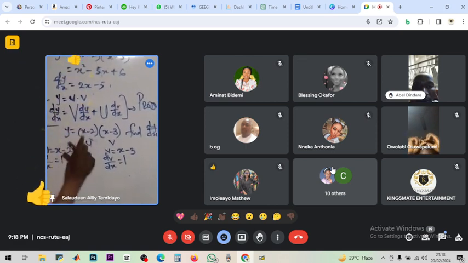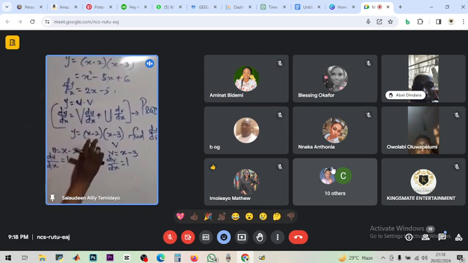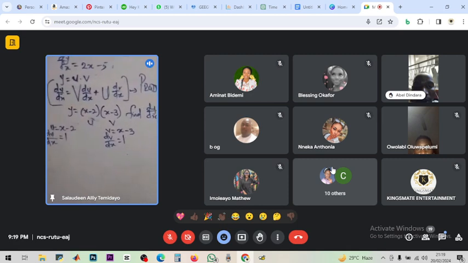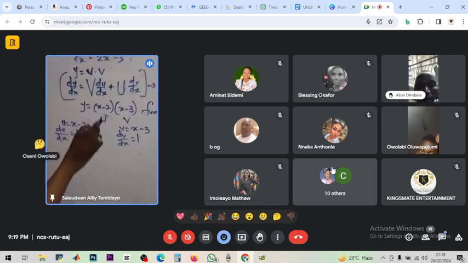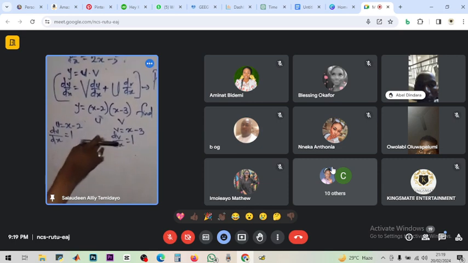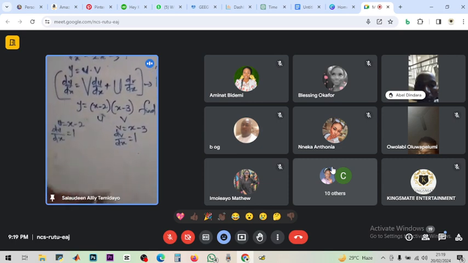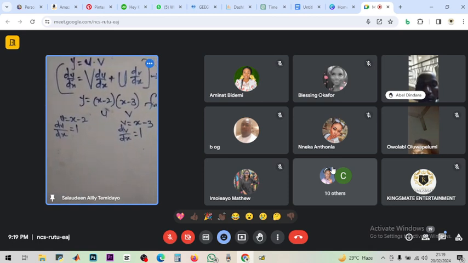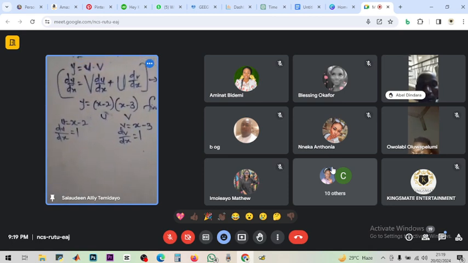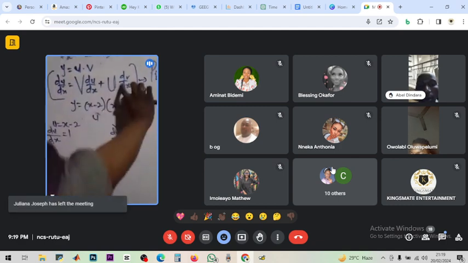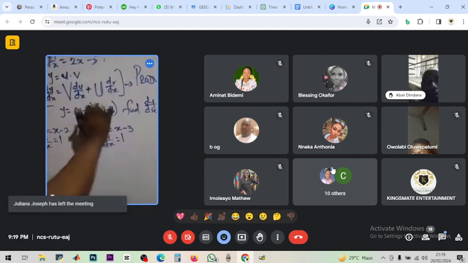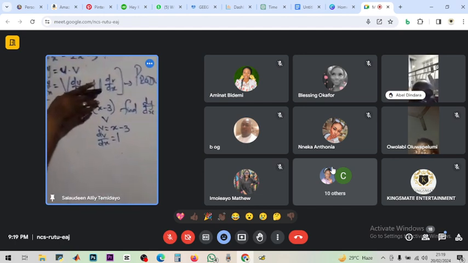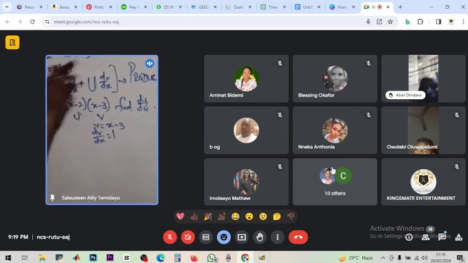So now this is the question: y equals (x minus 2) times (x minus 3). Find dy/dx. Since they are products, since the relationship is multiplication, you come here. This is the formula. I don't want to waste time deriving it, it is derived already. So from this one, a very simple method.